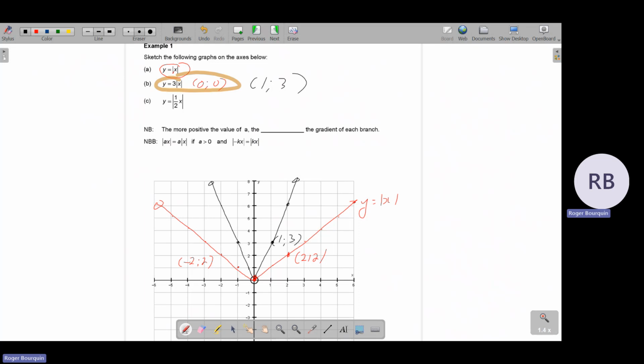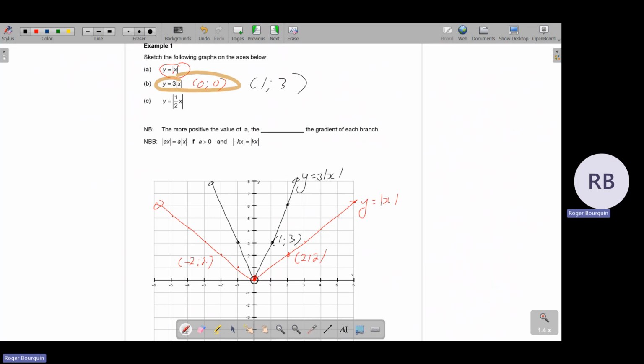That, in red, is the graph of the absolute value of x. What have I just drawn here? B is the graph y is equal to 3 times the absolute value of x.